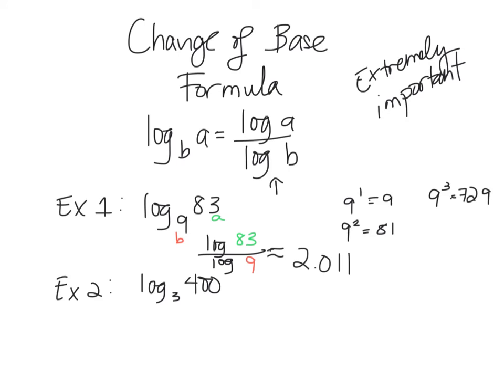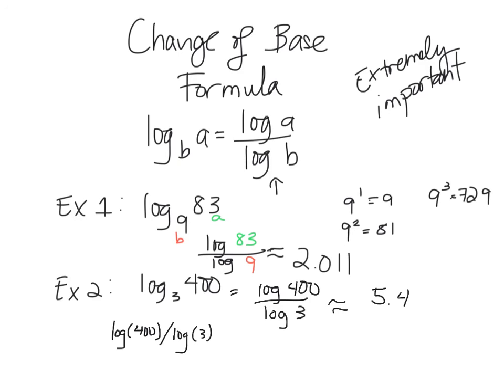And the last one: 3 to what power will give us 400? So we're going to put that in the calculator as well. Now you want to be careful about how you put things in the calculator. This will be log of 400 divided by log of 3. So in the calculator, you should have log. When you press the log button, it's going to open the parentheses for you. Put in 400, make sure you close the parentheses, and then divide by log of 3. Close the parentheses. And you should get approximately 5.454.